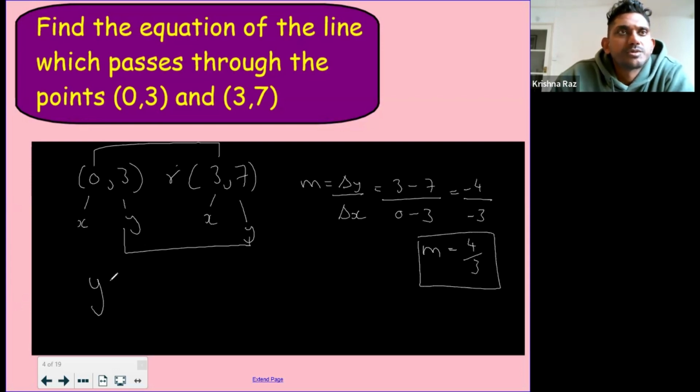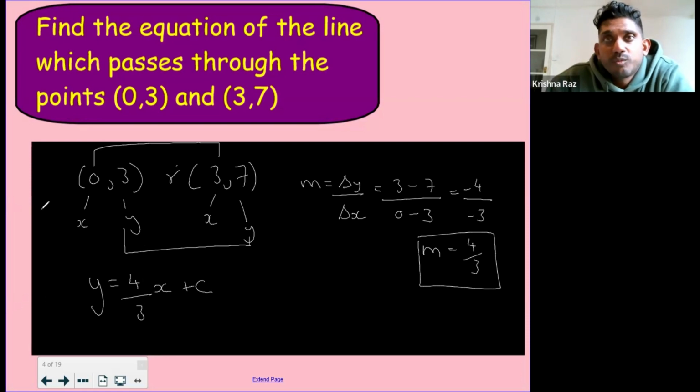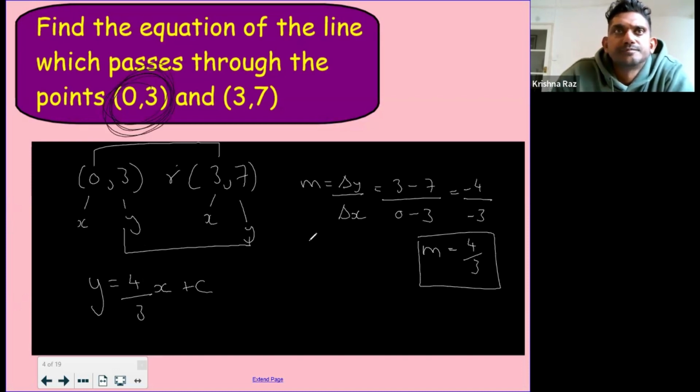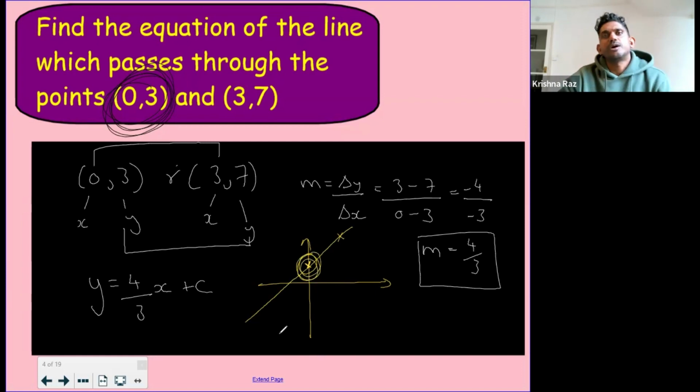So in this question, we'll get y equals 4/3 x plus c. Now we need to figure out the y-intercept, but we have been given a lovely coordinate here. Why is that so beautiful, I hear you asking. Well, if we plot the coordinates (0, 3) and (3, 7), where must that line be crossing the y-axis? Exactly, 3.